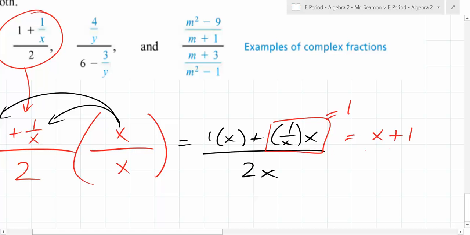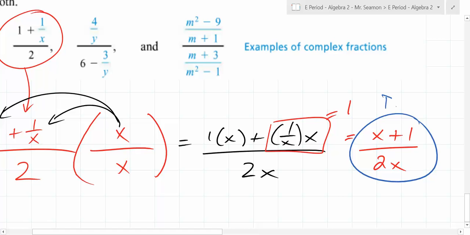X plus 1 all over 2x. Is there anything we can simplify here? No, you are done. I love that method. That is one of the methods: multiply by the least common denominator of the numerator and the denominator, and then simplify. That's one method.